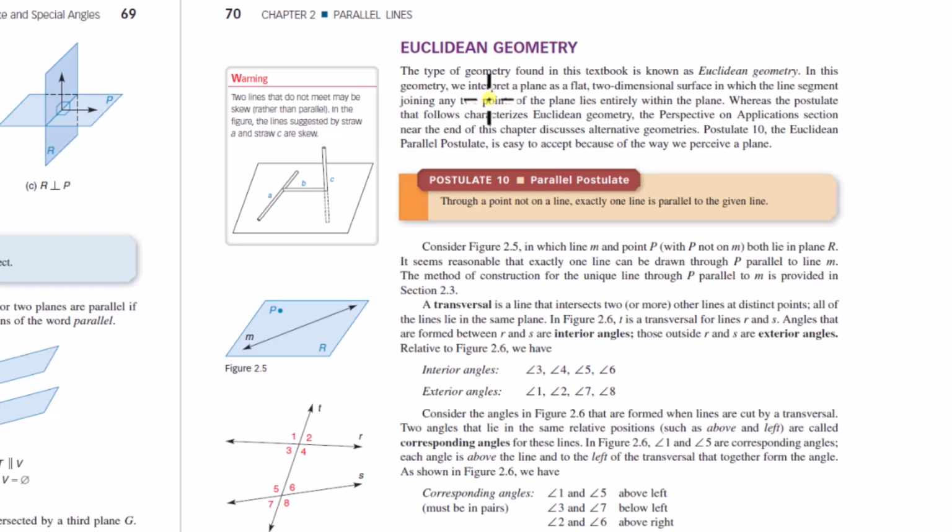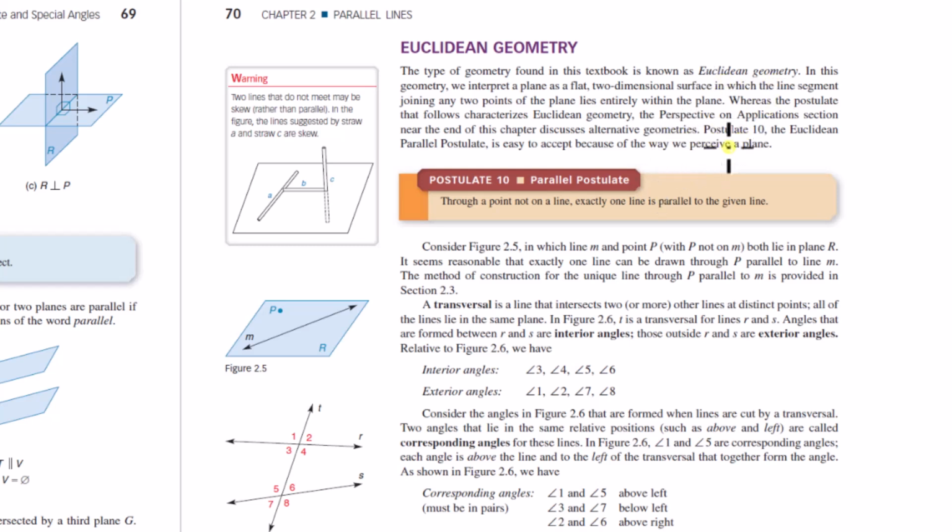And this geometry, it's saying a main principle is that we interpret a plane as a flat two-dimensional surface in which the line segment joining any 2 points of the plane lies entirely within the plane. Okay? And so now we're about to read a postulate that characterizes Euclidean geometry. So that's what we're about to read. But the perspective on applications section near the end of this chapter discusses alternative geometries outside of Euclidean geometry, okay?